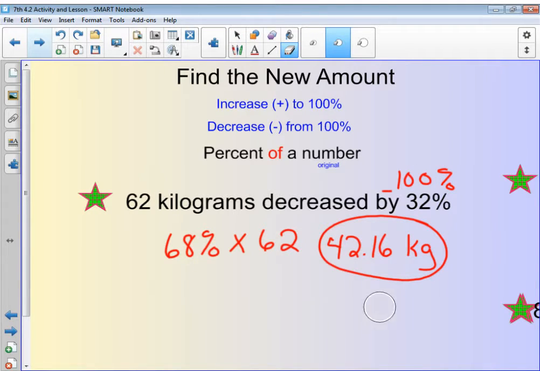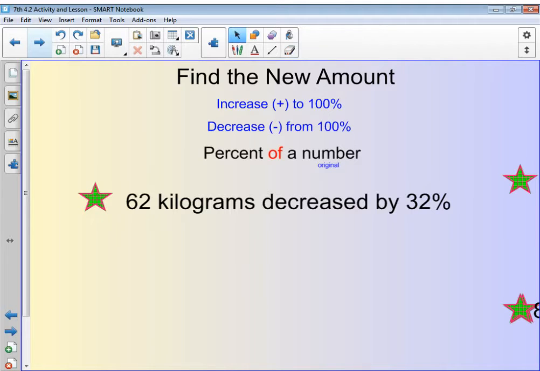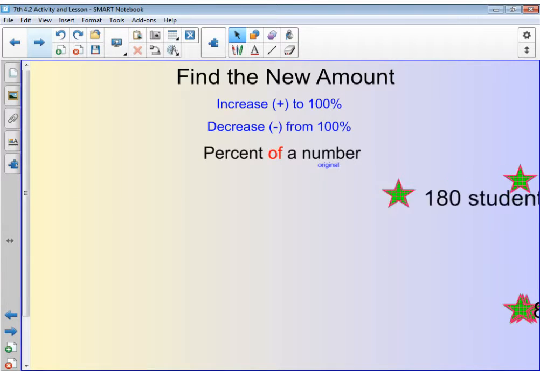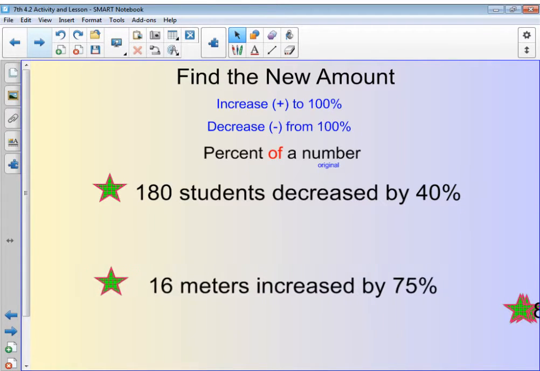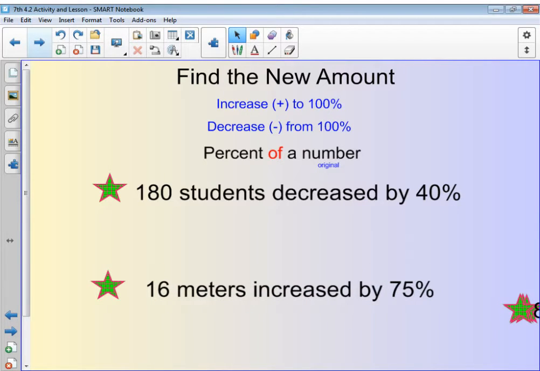Okay, so I'm going to give you guys 2 to try on your own. Okay, so try these 2. Remember, if it says decreased, you subtract from 100. And if it says increased, you add 100. So go ahead and pause your video and work your way through these 2.